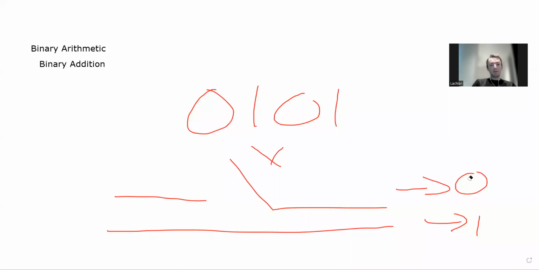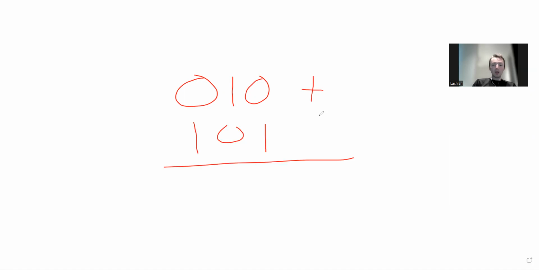Binary addition is pretty simple. You have 2 numbers that you want to add in binary, and it's fairly straightforward. If you have 2 numbers like this, you just add the digits together in one column. So 0 and 1 becomes 1, 1 and 0 becomes 1, 0 and 1 becomes 1. So in this case, 0, 1, 0 plus 1, 0, 1 equals 1, 1, 1.